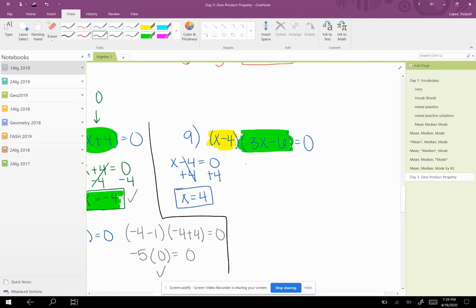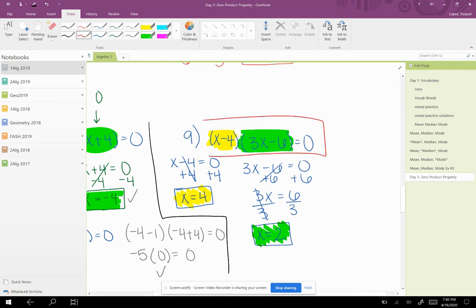Now for the next one, the one in green, I'm going to set 3x minus 6 equal to 0. And I'm going to solve for x. So to solve for x, I'm going to start off by adding 6 to both sides. And I get 3x equals 6. Then I'm going to divide both sides by 3. And I get x equals 2. So what this means is when I plug in 4 for x, or when I plug in 2 for x, I get a true statement for this equation.